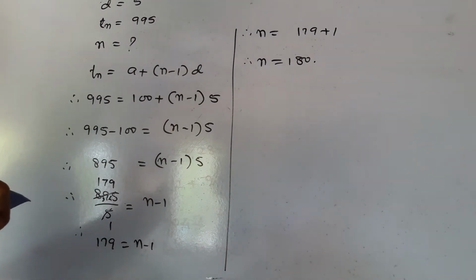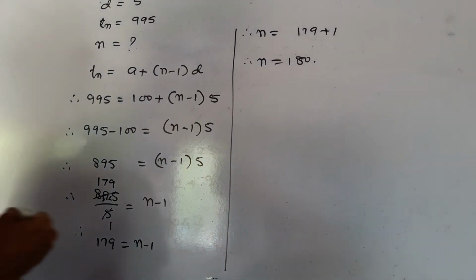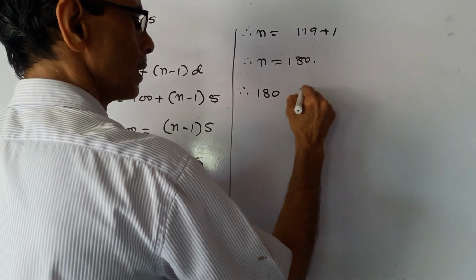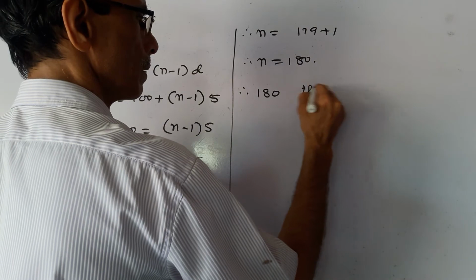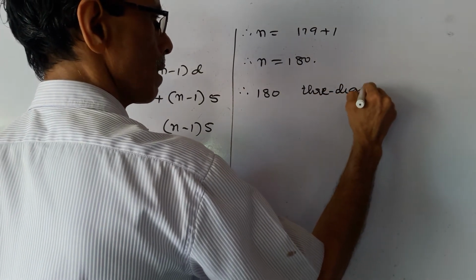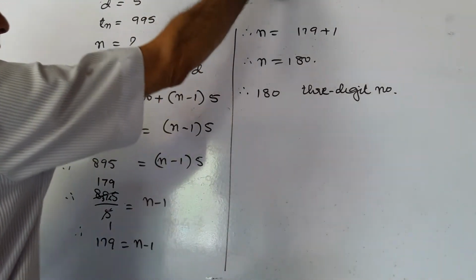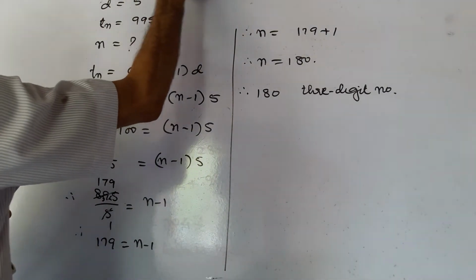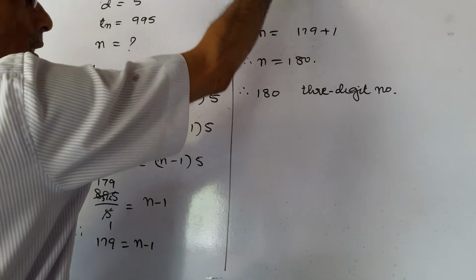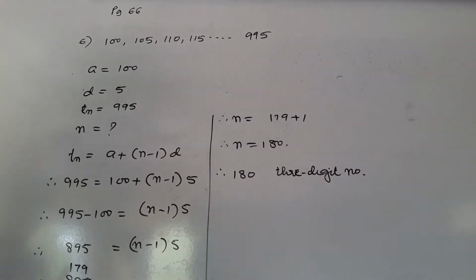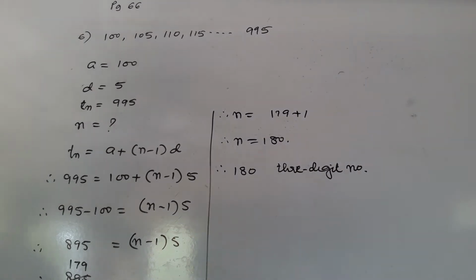The question is how many 3-digit numbers, so we have to write the answer here. Therefore there are 180 3-digit numbers divisible by 5. So you find these are 180 numbers: 1, 2, 3, 4, 5, 6 like this. This is the 180th number. Okay, see this.